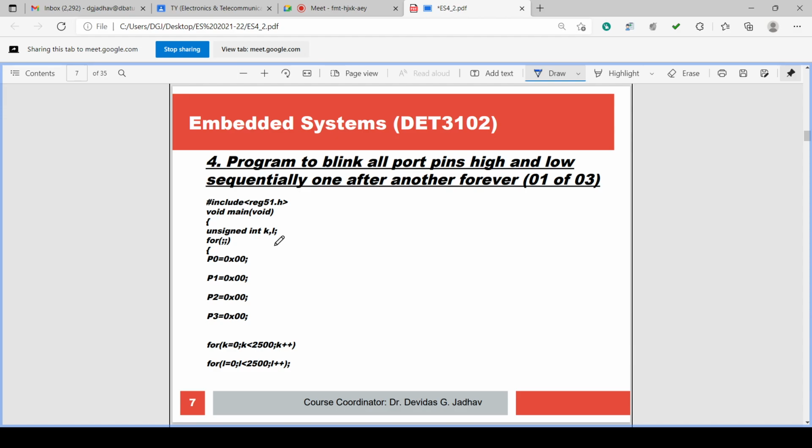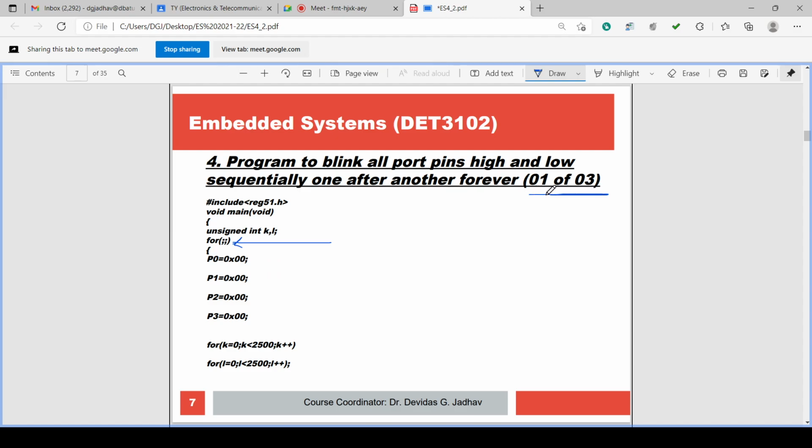Now let us consider this program. What is its statement? Program to blink all port pins high and low sequentially, one after another, forever again. So forever, this for(;;) is there, for semicolon semicolon in brackets, forever.